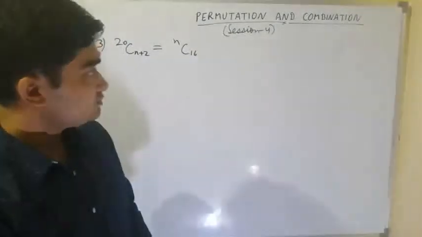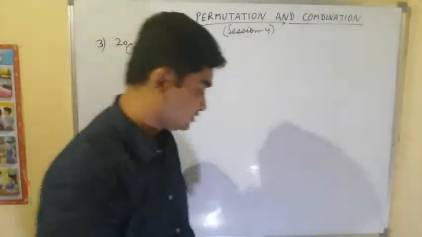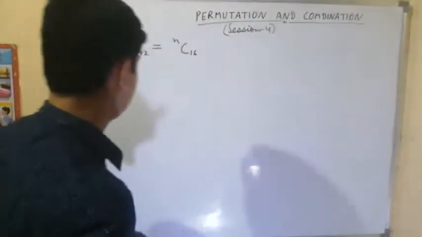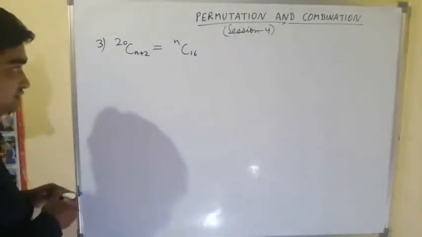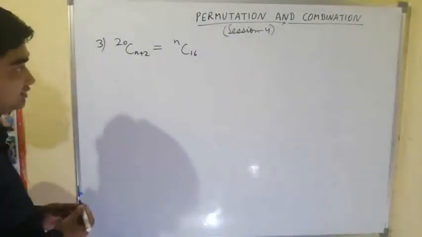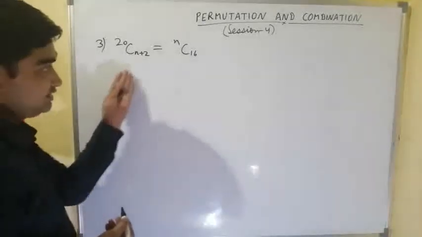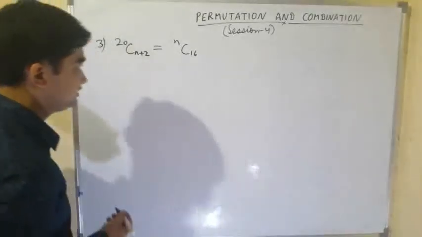So we'll start with the problems from the last session. The first question I have written on the blackboard. This is 20C(n+2) is equal to nC16. An equation is given, left hand side is equal to right hand side. It is in terms of combination.